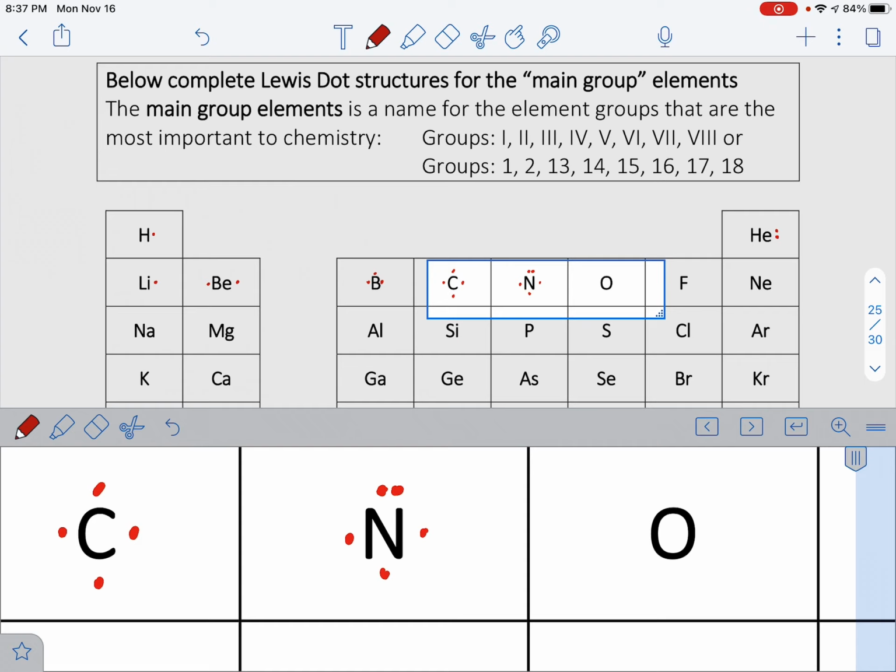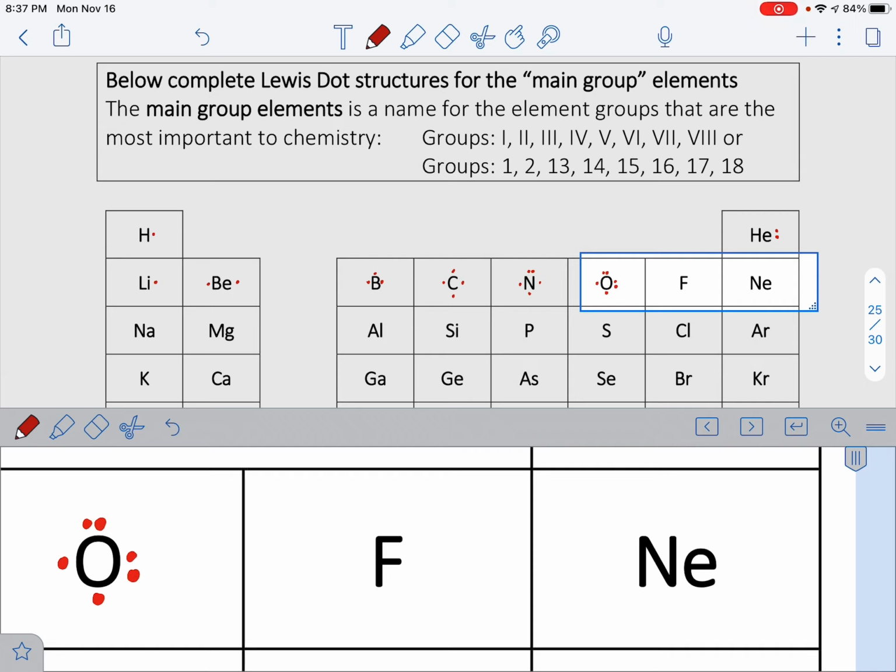We're never going to draw anything on the angles. We're always going to draw above, below, left, or right. Oxygen has 1, 2, 3, 4, 5, and 6 electrons. And fluorine has 1, 2, 3, 4, 5, 6, and 7 electrons.